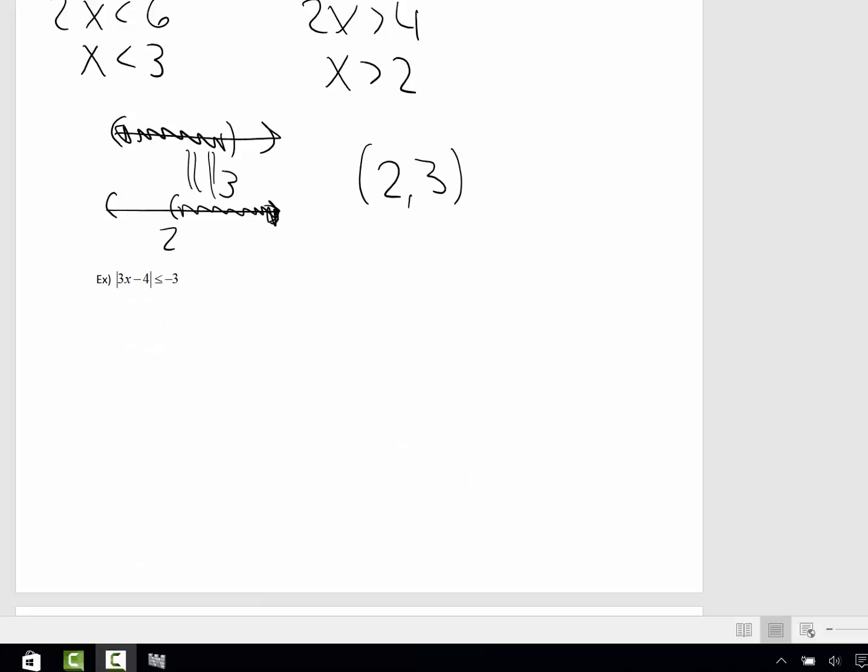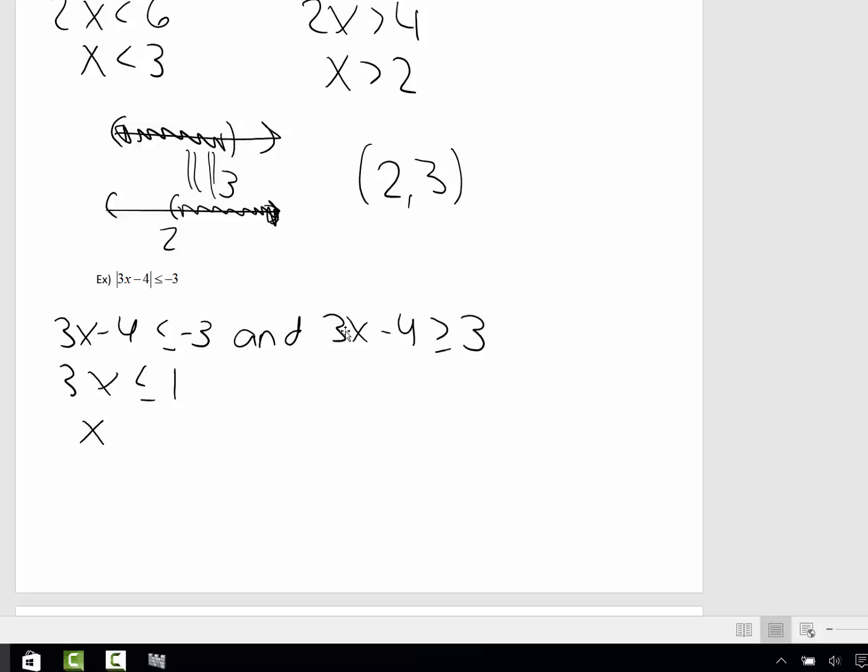Okay, one other example. Now again, the absolute value bars are by themselves. It's a less than or equal to. That means, again, is an and statement. So let's write them both out. Okay, so add the 4, divide, and the same thing here.